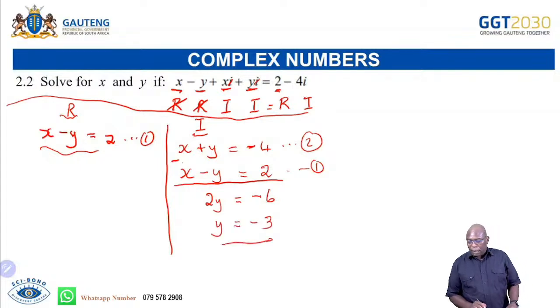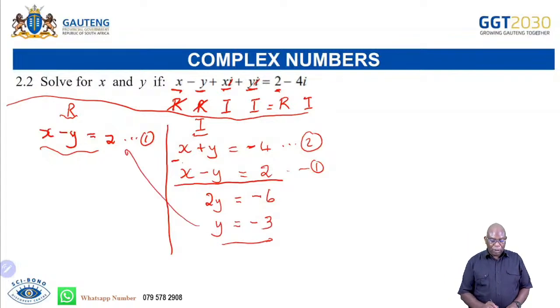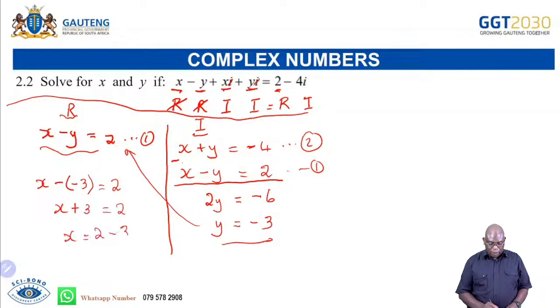All right. Now for y is negative 3, how am I going to get the value of x? So I'm going to substitute it there. So I'll have x minus into minus 3 equals 2 to get the x value. Therefore I'm going to have x plus 3 equals 2, and the x value is going to be 2 minus 3, and x will be equal to negative 1. So my x value is this, my y value is that.